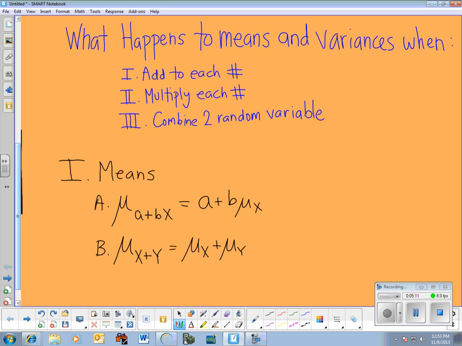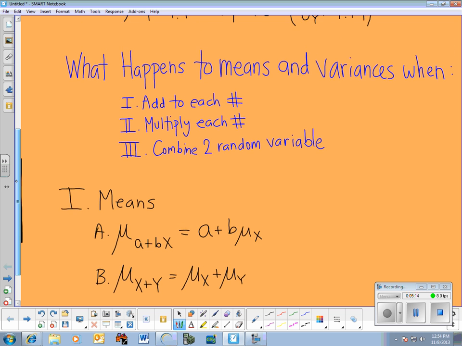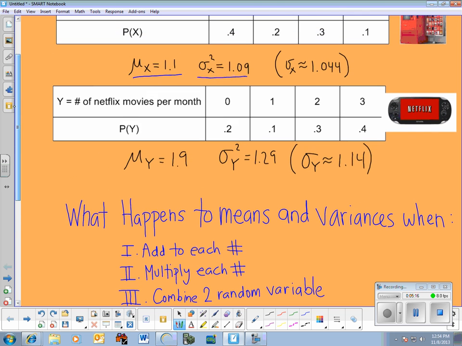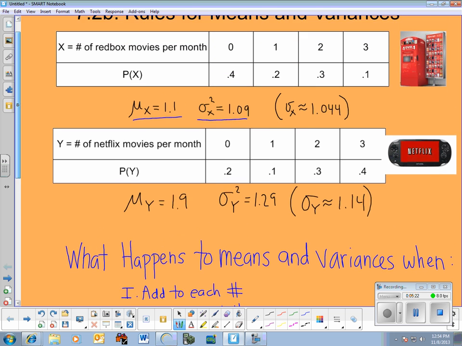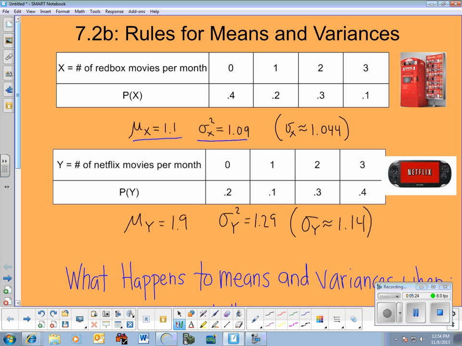If my next question were how many movies do we average per month, then that would be easy. We would add 1.1 and 1.9, and we would get 3. So on average, we watch 3 movies per month, with a combination of Redbox and Netflix.